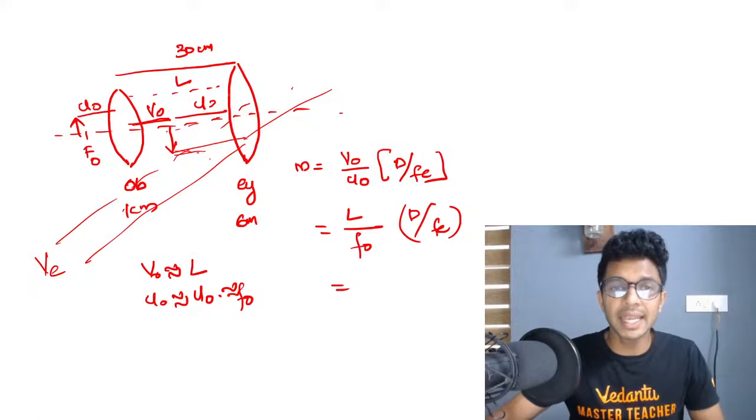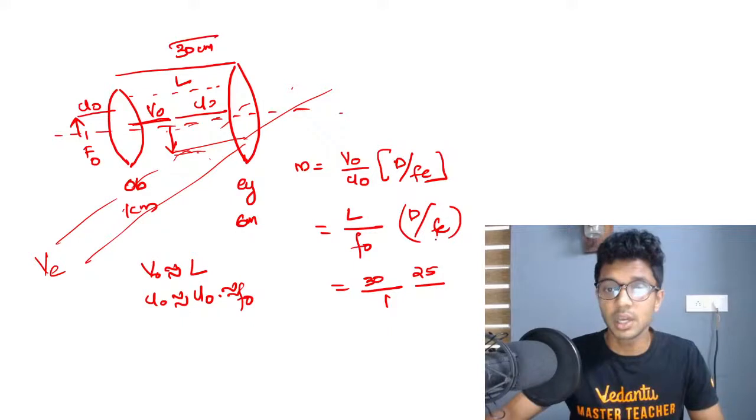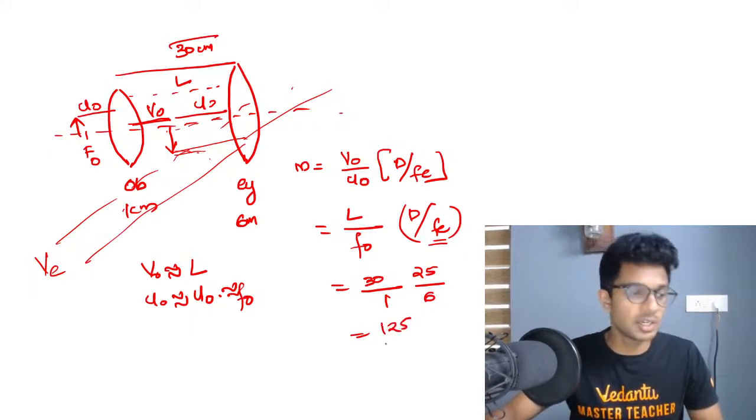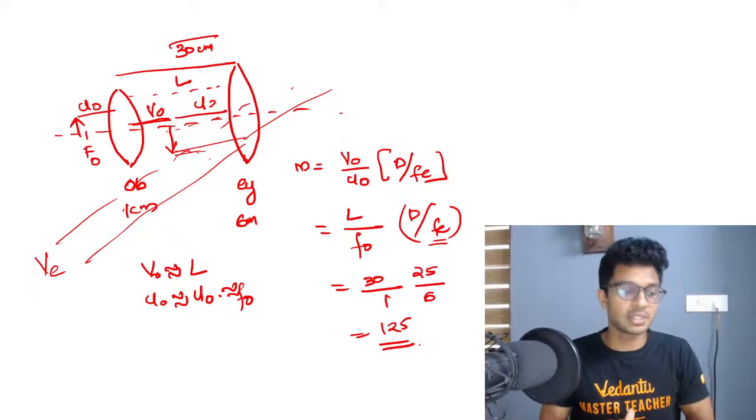Great. So L is given here in the question as 30. Focal length of the objective is 1. D is 25, the least distance of distinct vision. Focal length of the eyepiece, how much is it? 6, right? So 30 by 6 is 5, into 25. This is 125, and you have the answer.